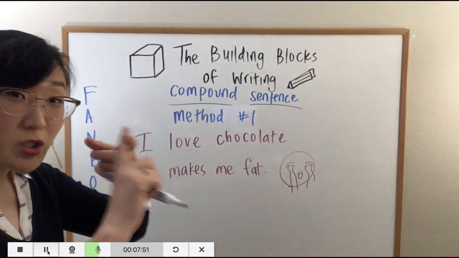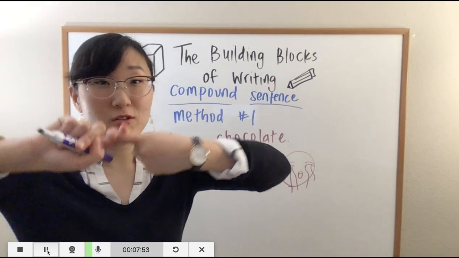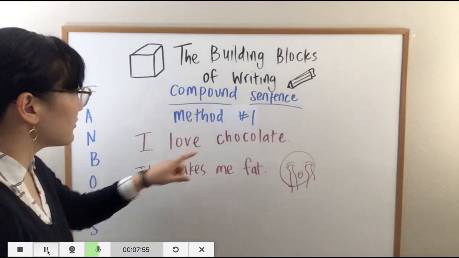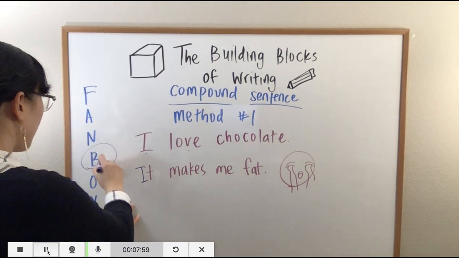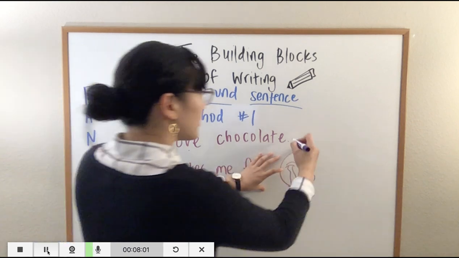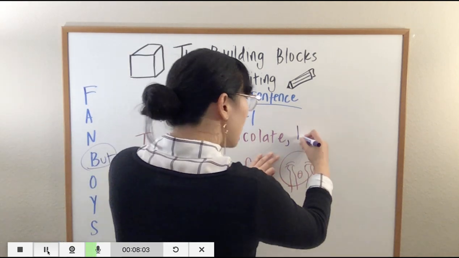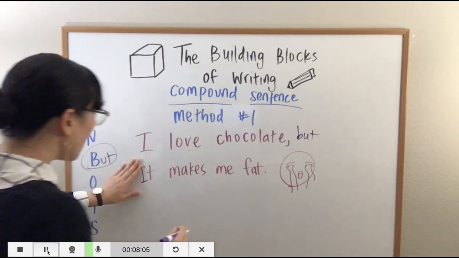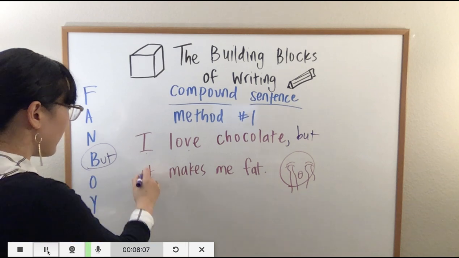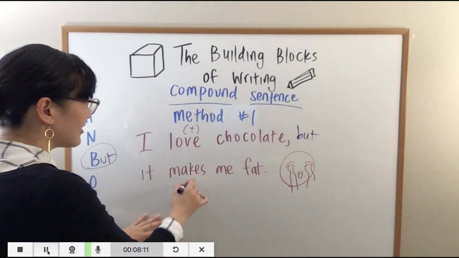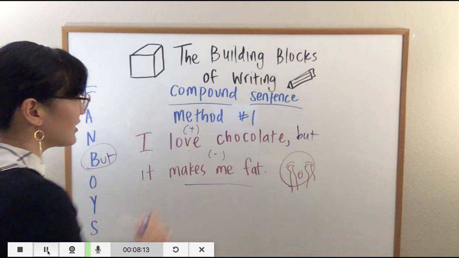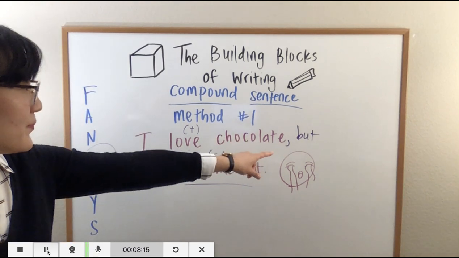But there's a relationship between the two. I want to show that there's a connection. So I love chocolate. I'm going to use this one, but, okay? So I love chocolate, comma, but, and then you're gonna lowercase this sentence. It makes me fat, right? In this case, I have a positive idea, and then, this is negative, right? That's why we use but, right?